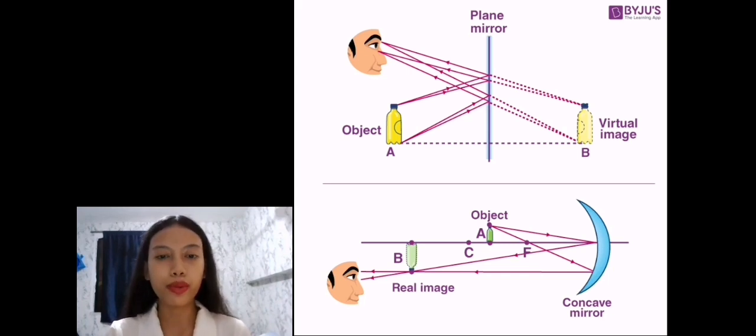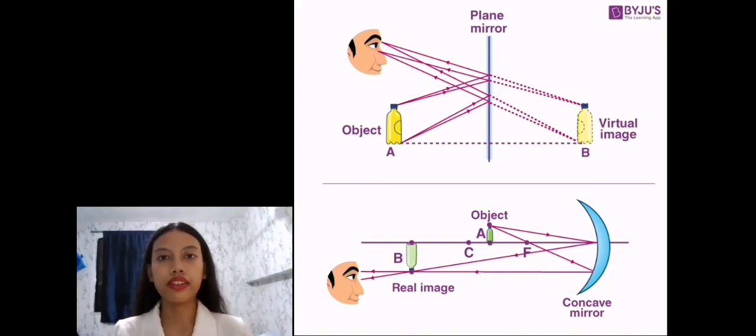A virtual image is produced when the light rays diverge or appear to converge from the mirror. The image appears to be formed in a position somewhere behind the mirror, while a real image is produced when the light rays converge to a certain point. Real images are always formed on the same side as that of the object.